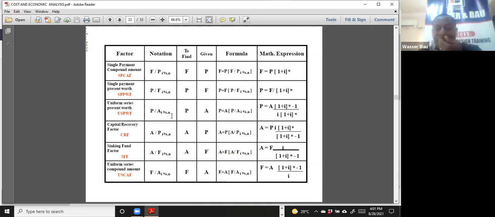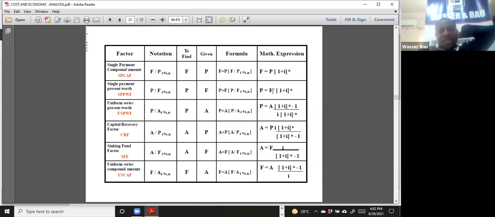So if you are given P and A, this is number 3 now. If you are to find P, given A, all you need to do is to multiply A by the table factor of P over A, considering I, considering N.